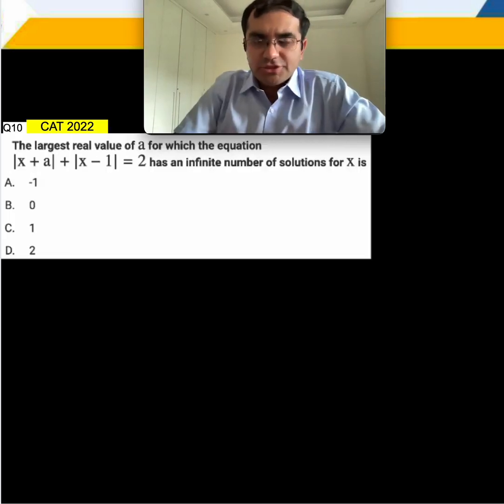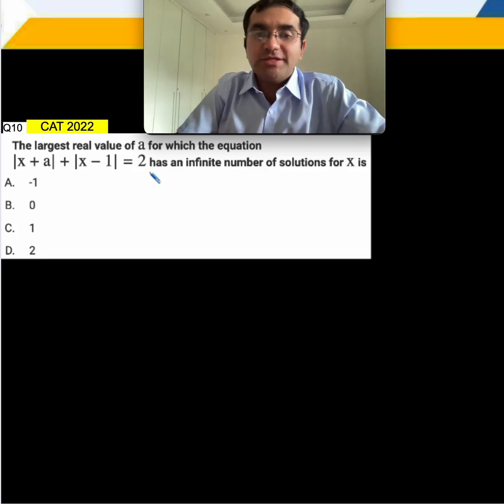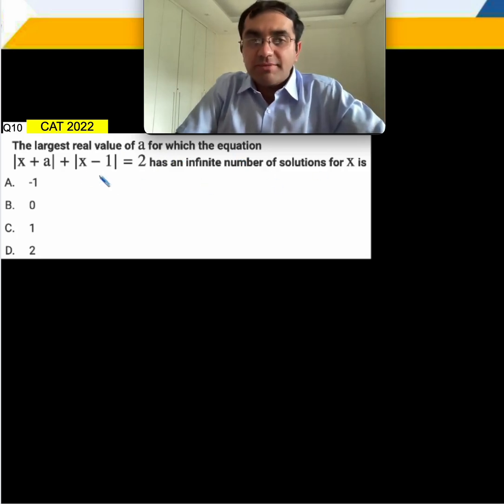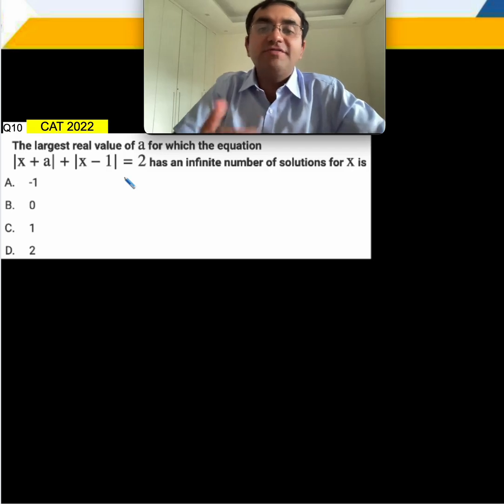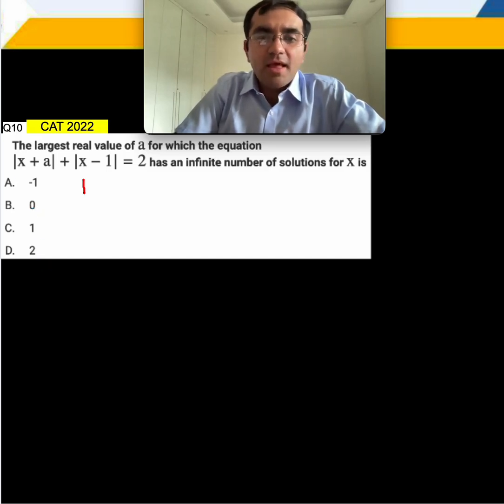This is a question on modulus and plotting of graphs. They have given you the equation mod x plus a plus mod x minus 1 is equal to 2. You have to find the largest possible value for a, for which this equation has infinite solutions in x, meaning this equation will exist for infinite values of x. So first, the largest value we will take for a is 2. The equation becomes mod x plus 2 plus mod x minus 1 is equal to 2.